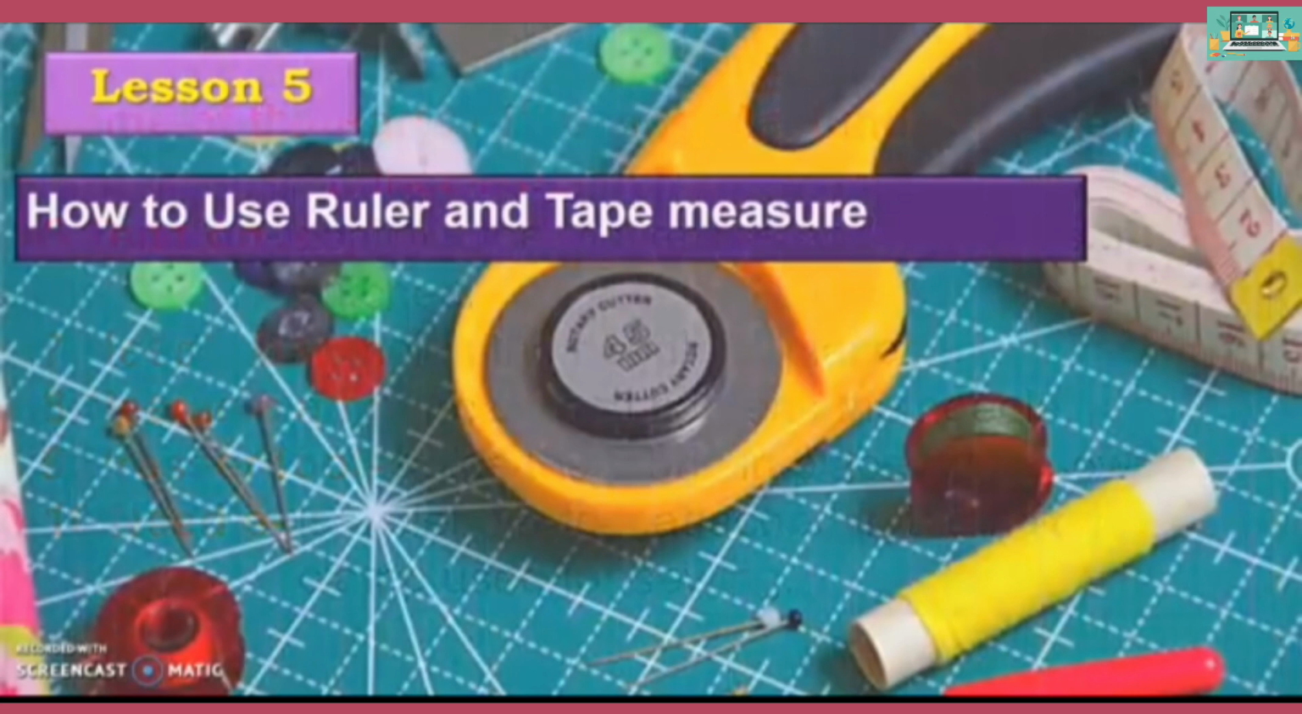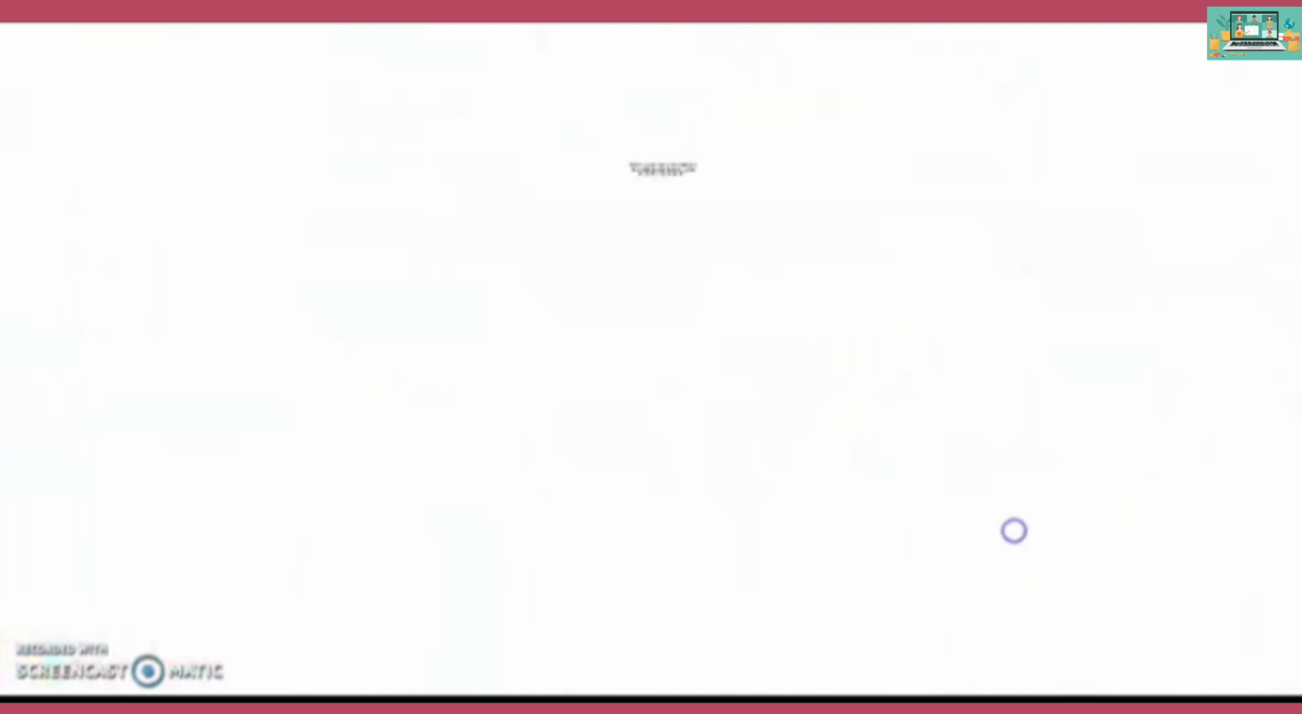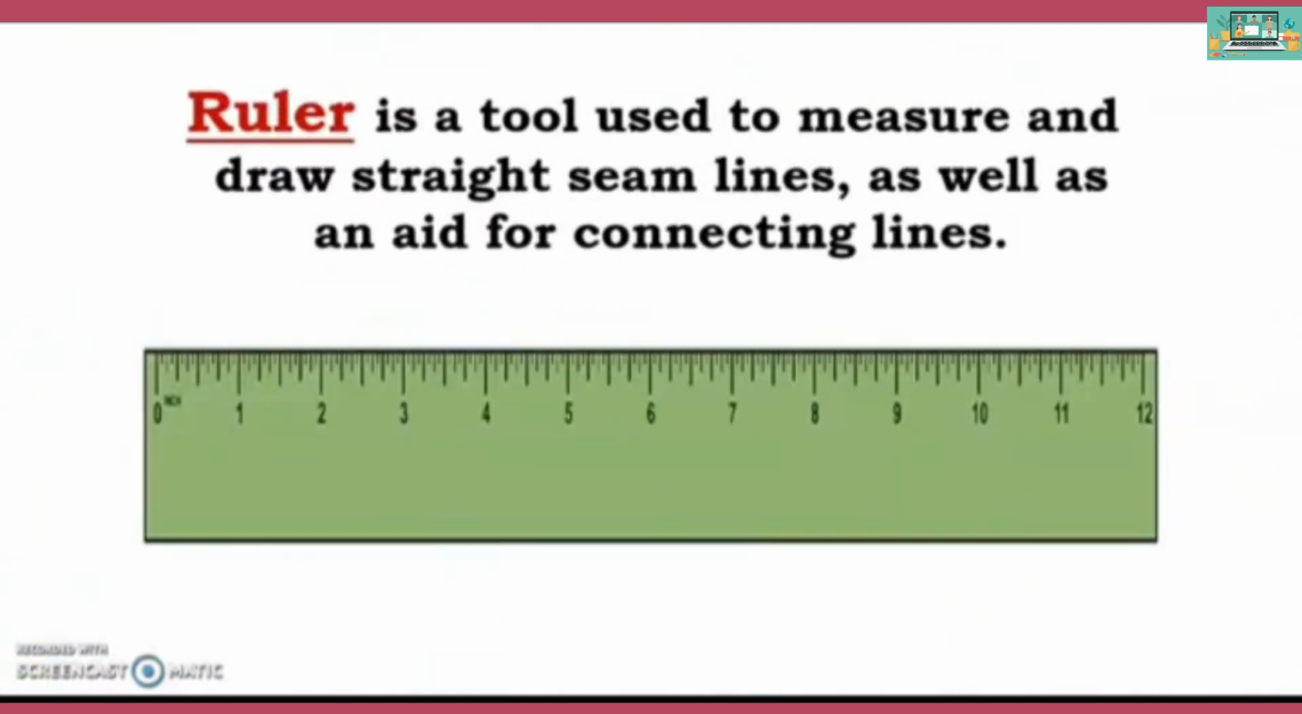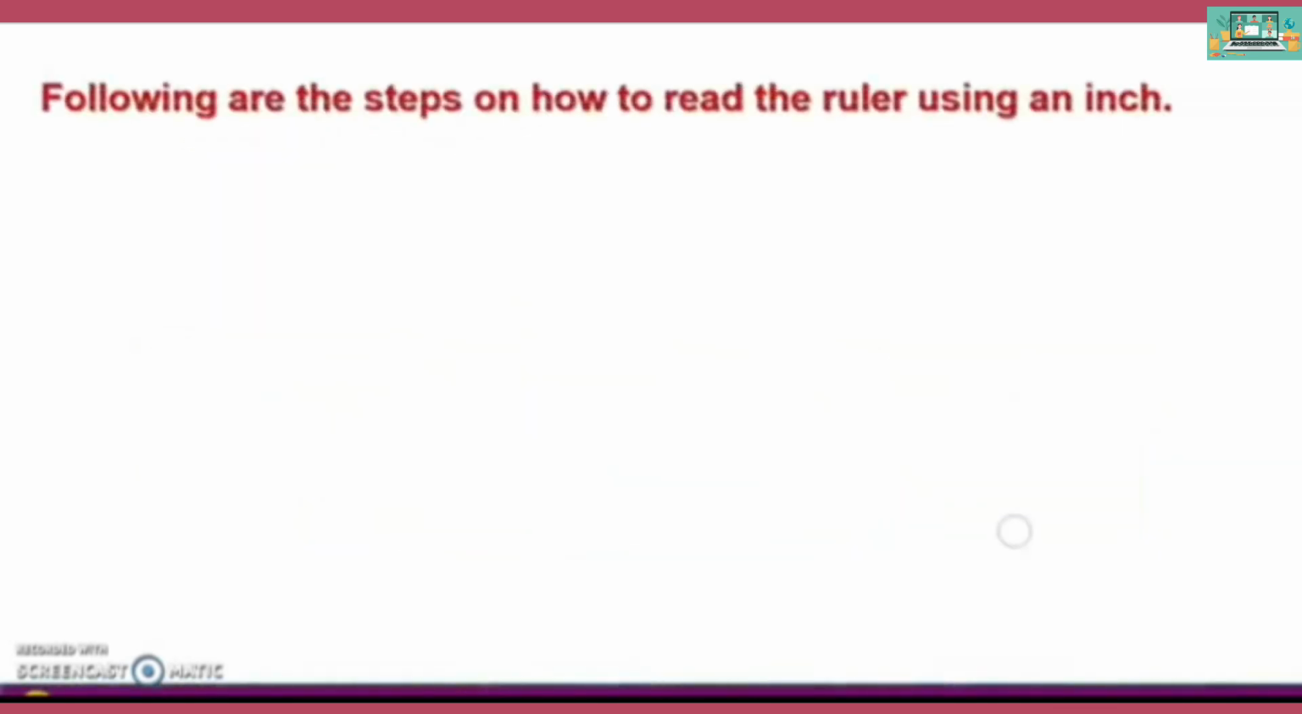We can now proceed to our lesson proper. Again, our lesson is all about how to use ruler and tape measure. Ruler is a tool used to measure and draw straight seam lines as well as an aid for connecting lines. Following are the steps on how to read the ruler using an inch.